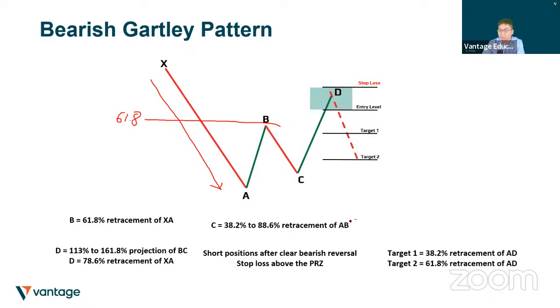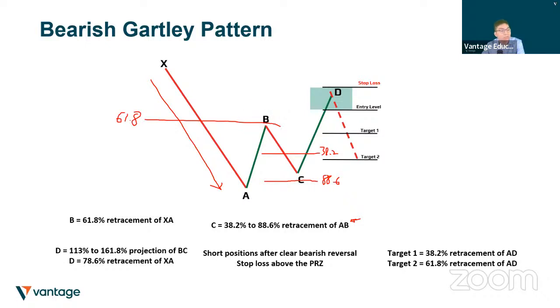Now we are going on to point C. Point C falls anywhere between 38.2% to 88.6%. So I will just write it down. 88.6% of the corrective leg AB. So you draw a Fibonacci line and you will get that. Okay, next.